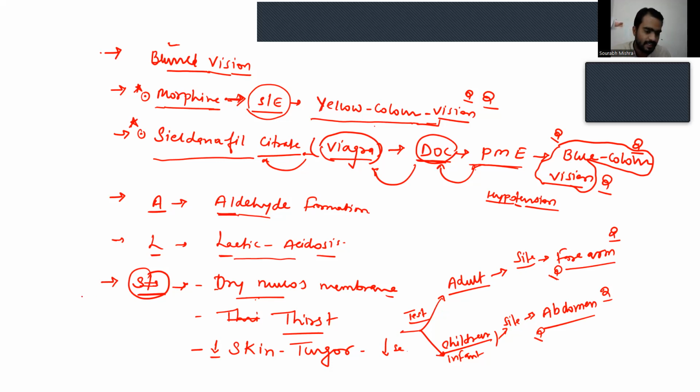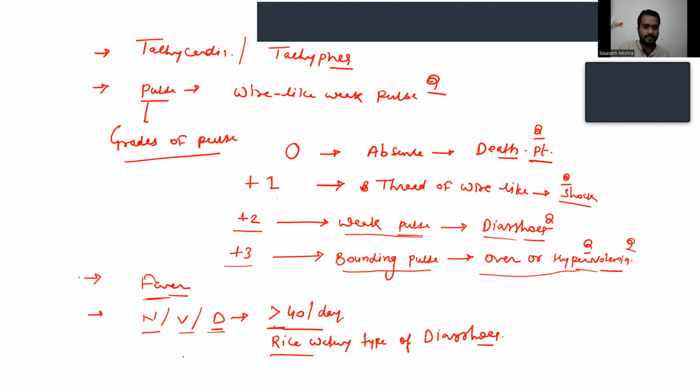And after that, how does the patient's or child's abdomen look? Scaphoid abdomen means normally your abdomen is like that, but in cholera condition your abdomen is like that. Scaphoid abdomen. Next, the patient's eyes are sunken. After that, the patient has tachycardia and tachypnea also.